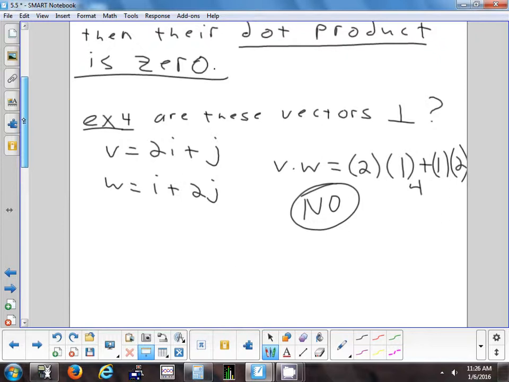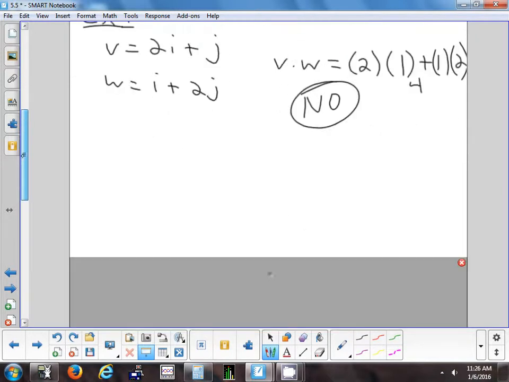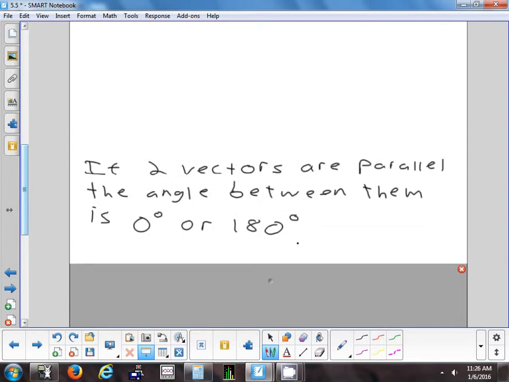Any questions on the perpendicular? It's pretty straightforward. If two vectors are parallel, that's the other special case, there could be 2 different angles between them. If they're pointing exactly the same way, the angle between them is 0. I didn't draw them on top of each other because you'd have a hard time seeing it. And those vectors are also parallel. So if they point in the same direction or opposite directions, both situations are parallel.